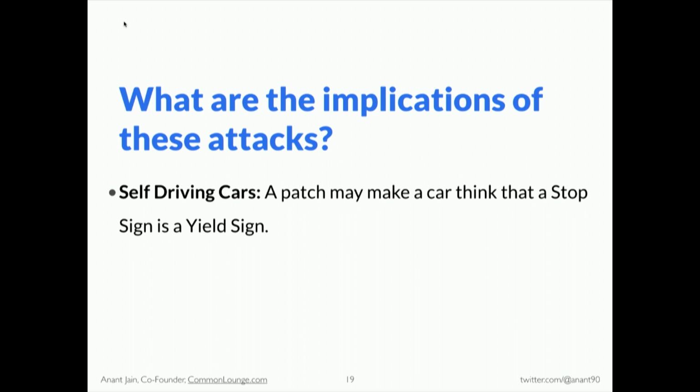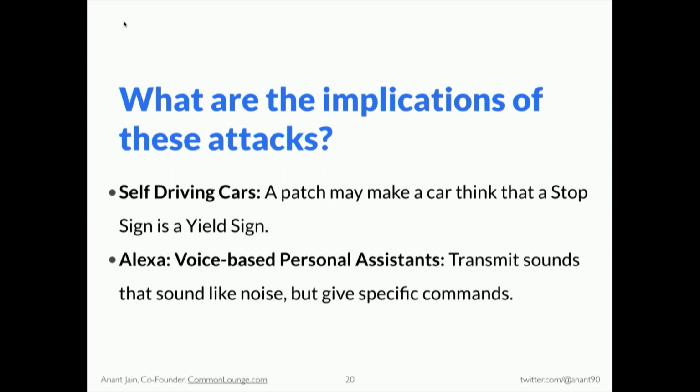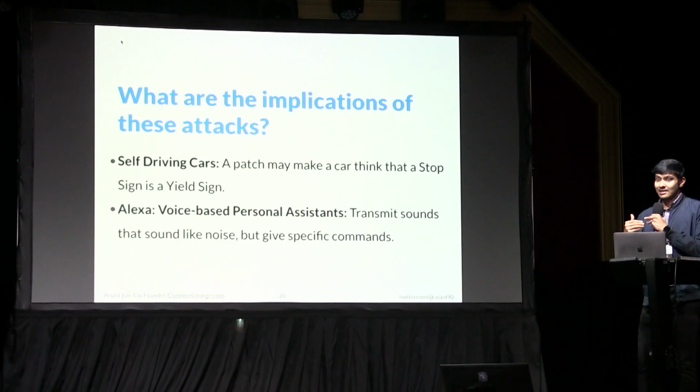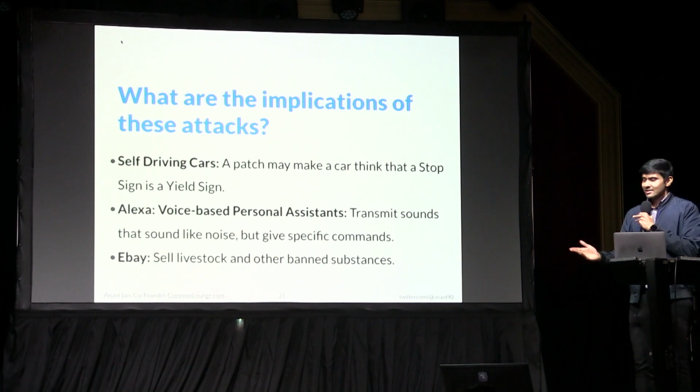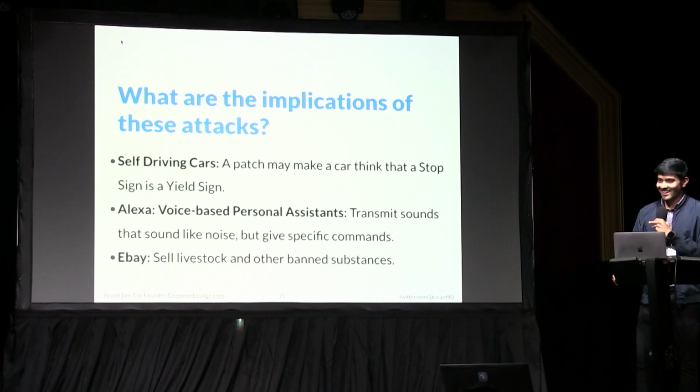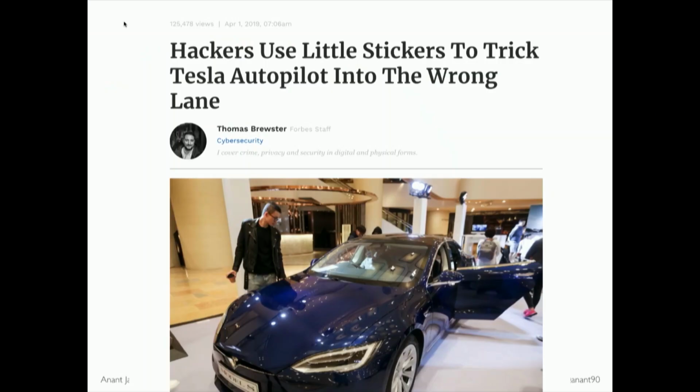So what are the implications of these attacks? First, self-driving cars. You can make a car which doesn't have any map data think that a stop sign is a yield sign or something like that. Second, you can send out commands over Alexa, obfuscate them in the background, and transmit commands which could reveal your personal information and so on. And the third, this is my favorite one, you can sell livestock on eBay. They don't allow it. I like doing that, but I can now have an image of something that I want to sell, but make the eBay system think that, hey, it's just a briefcase or something. This is actually happening today. Like, this article came out, not the eBay stuff. I wouldn't talk about that.